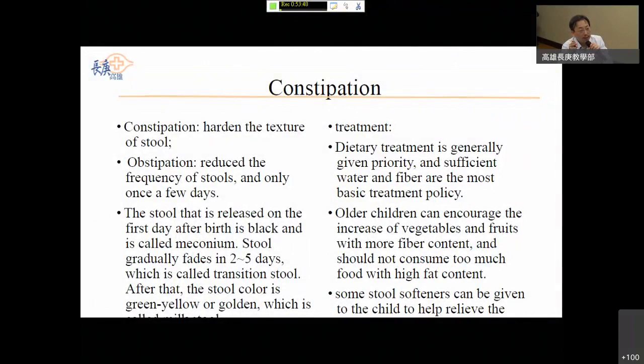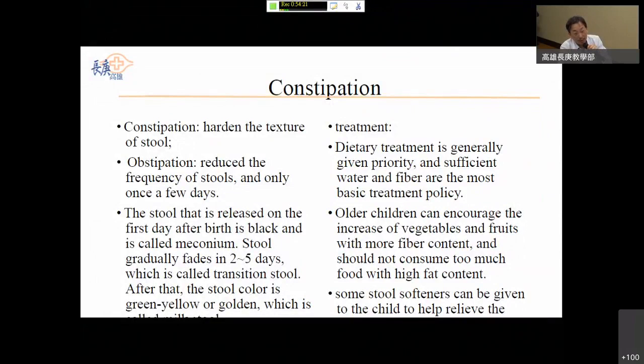A lot of cases, like the mother will complain to me in my clinic. They told me, Dr. Chen, I give my baby a lot of apple, okay? A lot of apple. Apple is very rich in fiber. However, how come my baby did not improve his constipation? And indeed, his constipation got worse. What's the problem with only giving apple as treatment?